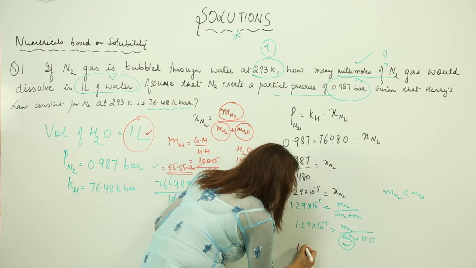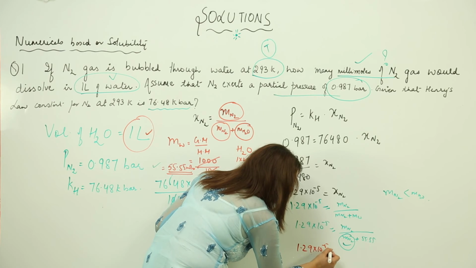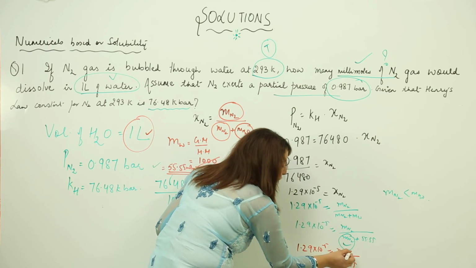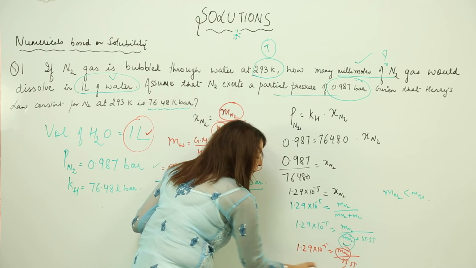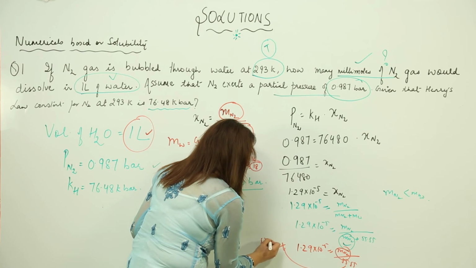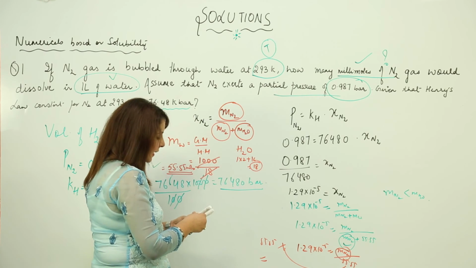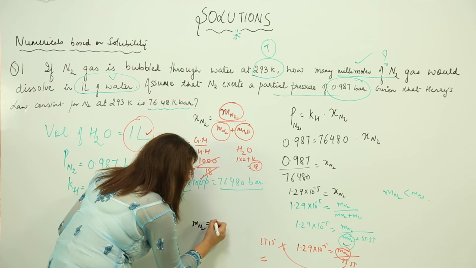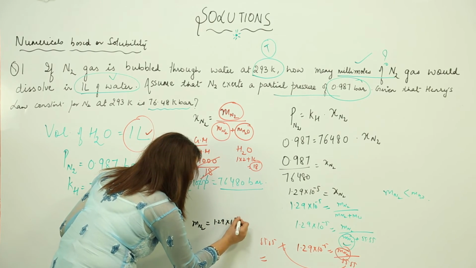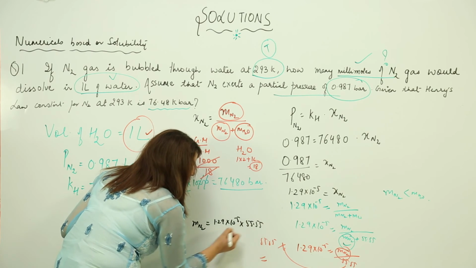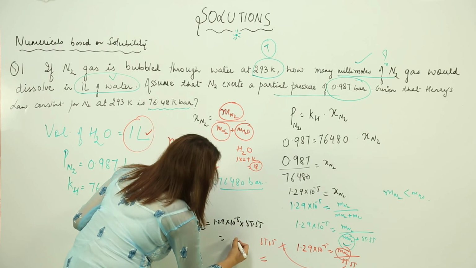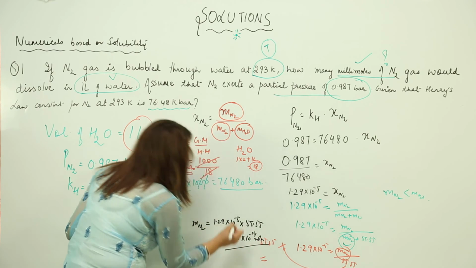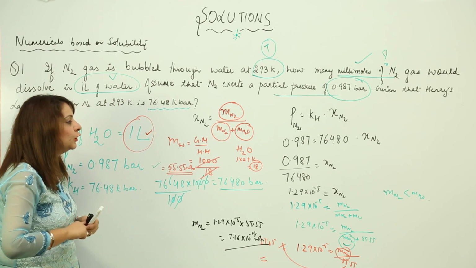After neglecting, I get 1.29 into 10 to the minus 5 equal to moles of N2 divided by 55.5. When you solve for this value, by multiplying 1.29 into 10 to the minus 5 with 55.55, after multiplication we get 7.16 into 10 to the power minus 14 moles. So this is the moles of nitrogen gas.